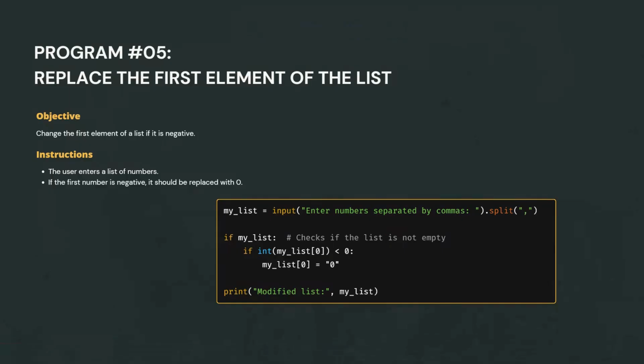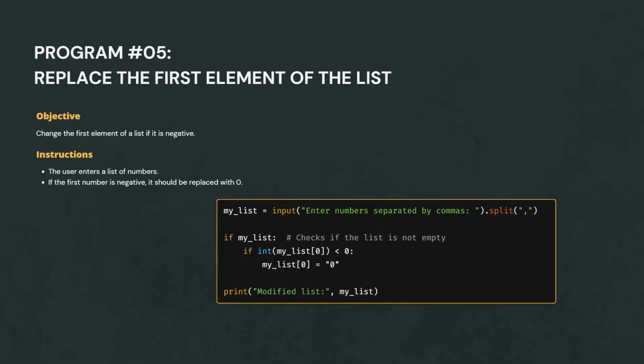This is Rajlakshmi Singham, and today's program is a short one, but it's packed with an important lesson. We are going to learn how to replace the first element of a list, but only if it's negative. It sounds easy, right? But here is the cool part. This tiny idea will teach you how to check conditions and update lists at the same time.